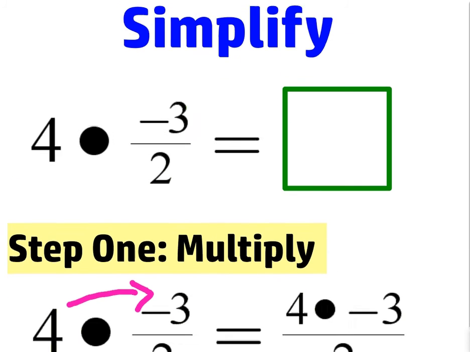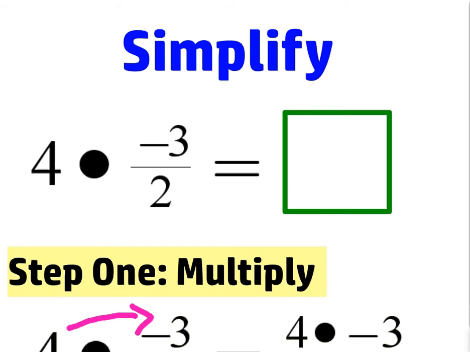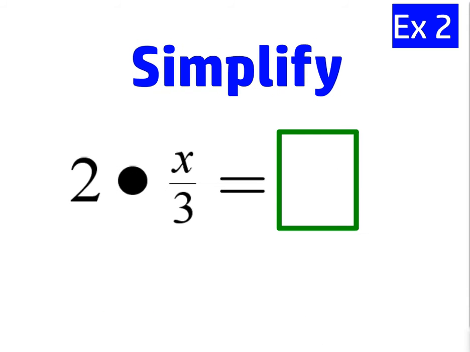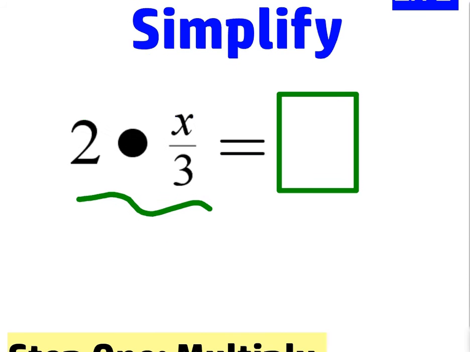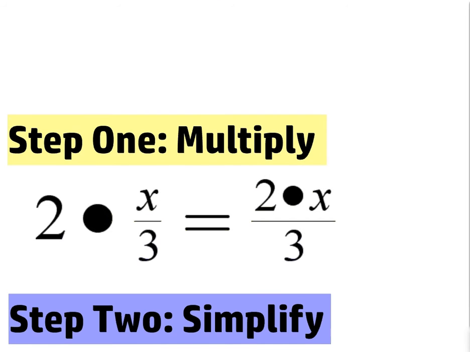Therefore, 4 times -3/2 is -6. Real simple. Multiply and then simplify. In other words, multiply the whole number by the numerator and then simplify. Alright, how about, let's read this one together. 2 times x/3. How would we simplify that? Well, first, we're going to multiply the whole number by the numerator, so it's going to be 2 times x.